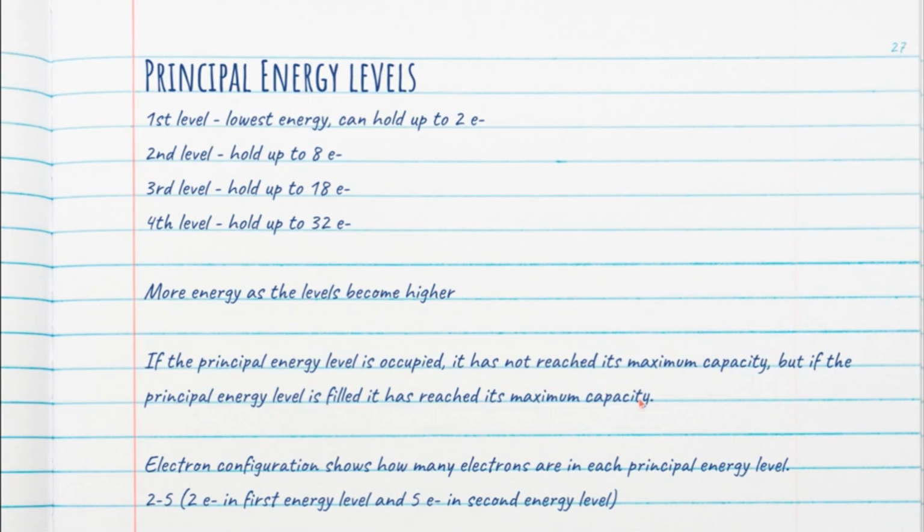So if in the second energy level there was 4, it's just occupied, but if there's 8, then there can't be any more. The electron configuration shows how many electrons are in each principal energy level. So 2, 5 means that there are 2 electrons in the first energy level and 5 in the second energy level.